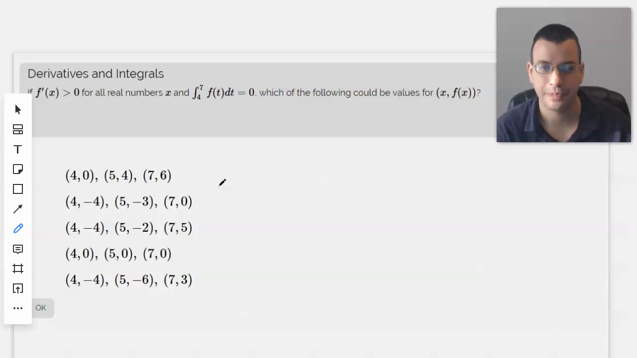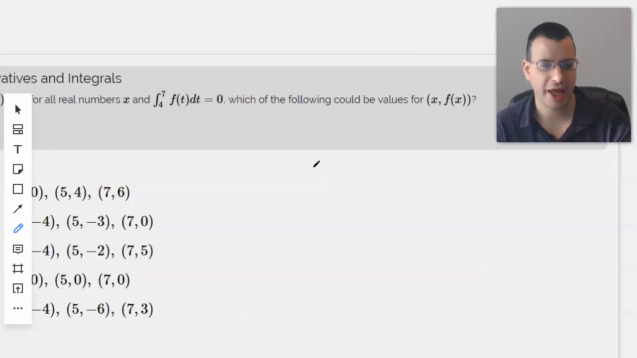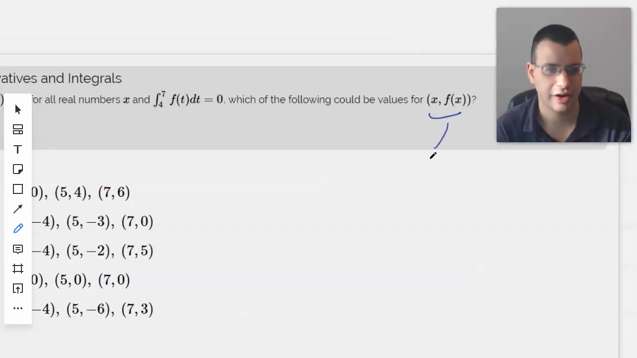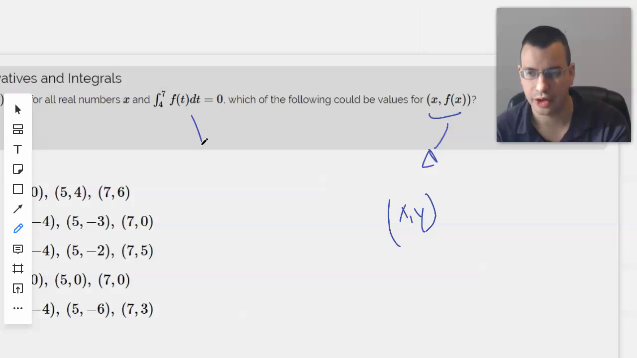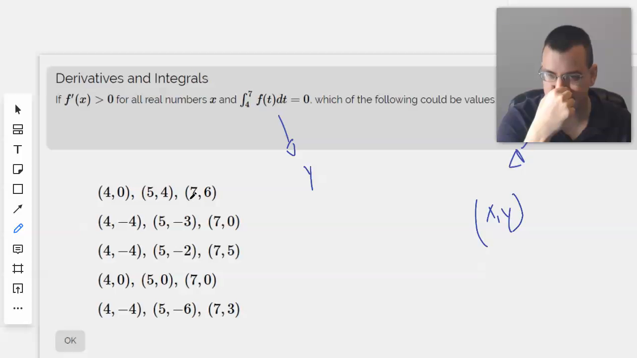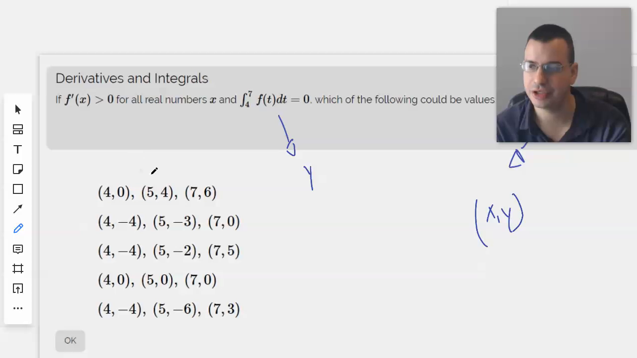Okay. I see what's going on here. So think of this as, instead of x, f of x, x, y. And this is y. And what this is saying is it's giving you some data points.